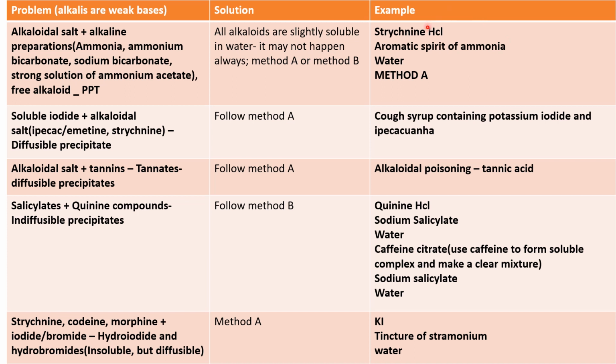And the last, alkaloids with iodides and bromides. Alkaloids like strychnine, codeine, morphine, when combined with iodide and bromide containing products, form hydroiodides and hydrobromides. They are insoluble but diffusible, hence use method A. So this is a simple table which you have to remember. Divide this into problem, solution and example.